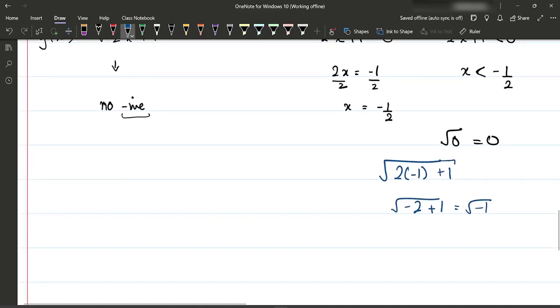So you can try more examples. Let's try minus 2. As long as it is less than minus 1 over 2, it should work, and it should give us minus 4 plus 1, minus 3. And this is also not allowed because we don't have actual values for this.